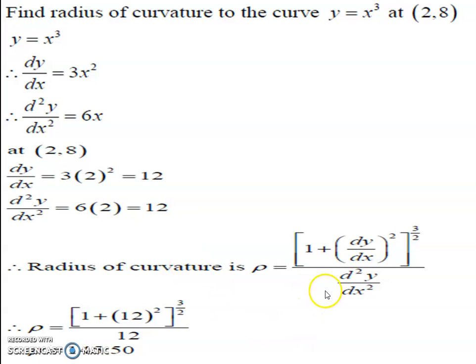We have to put the values in the equation. Rho is equal to 1 plus dy by dx bracket square, 3 by 2, upon d square y upon dx square. We have to put 1 plus 12 square, 3 by 2. So 12 square is 144 plus 1, 145, and we derive upon 12. So simplify and we derive by calculator rho is equal to 145.50.